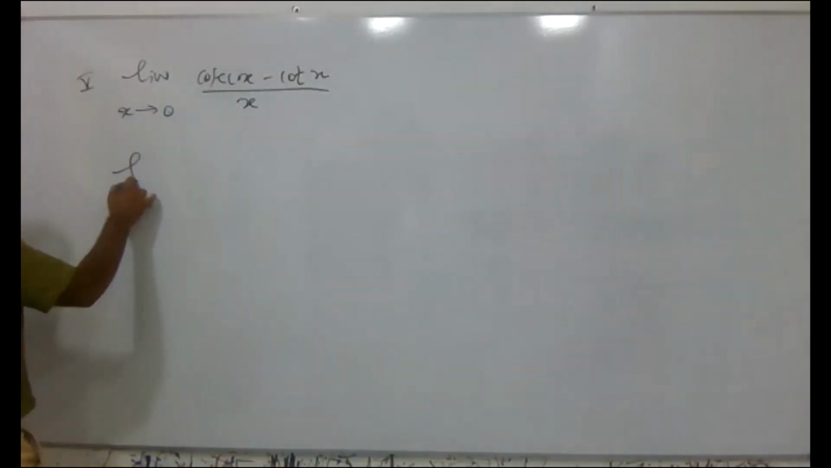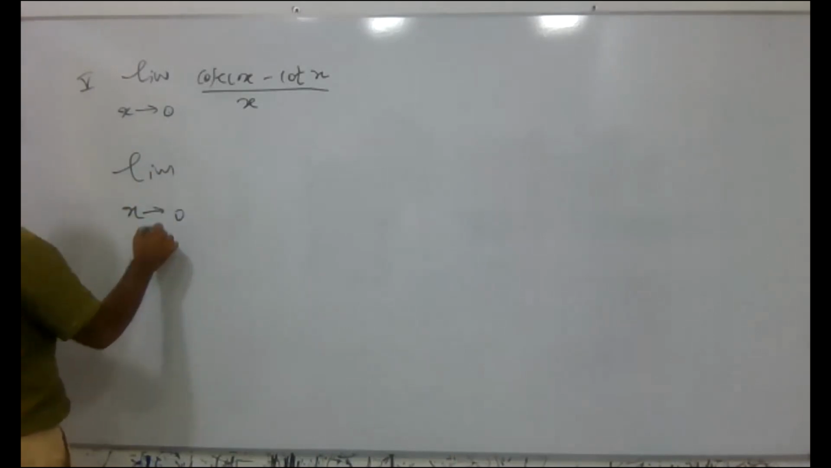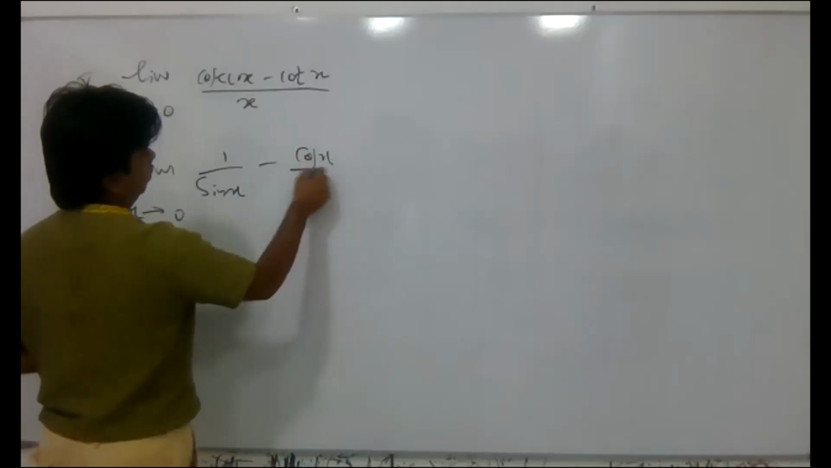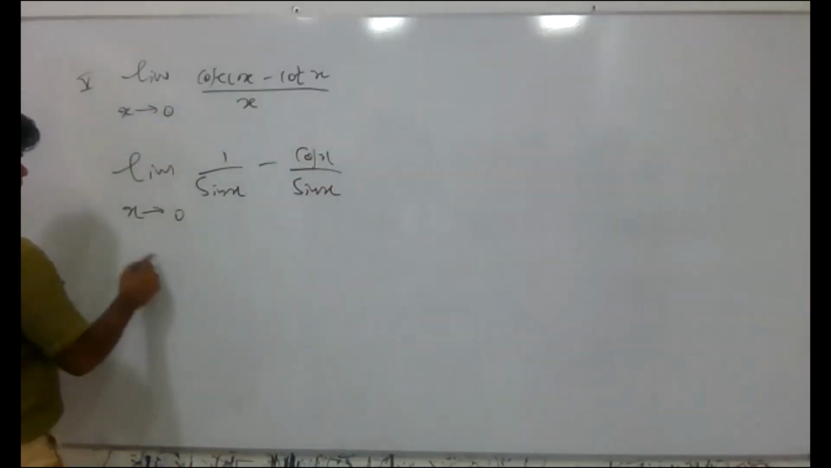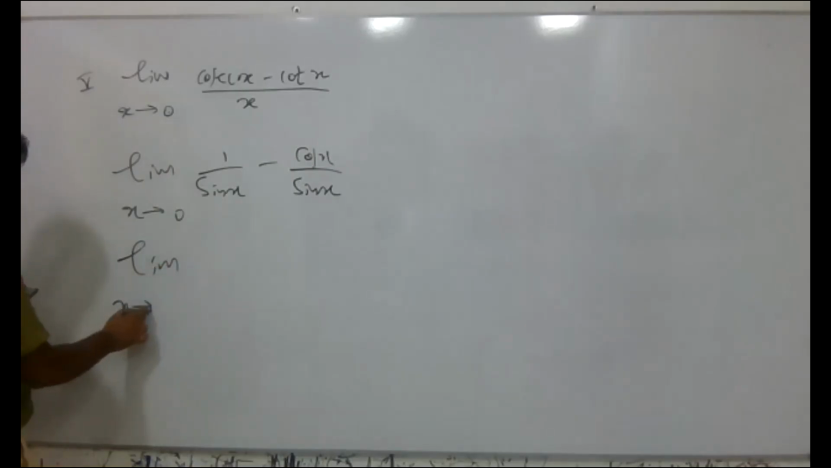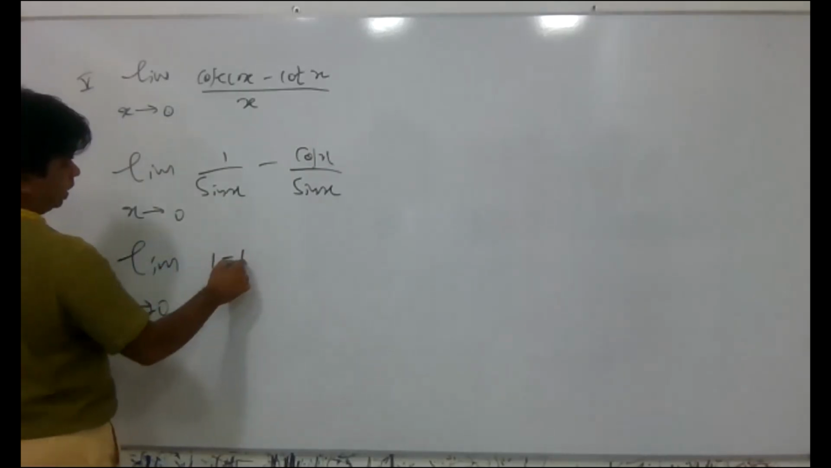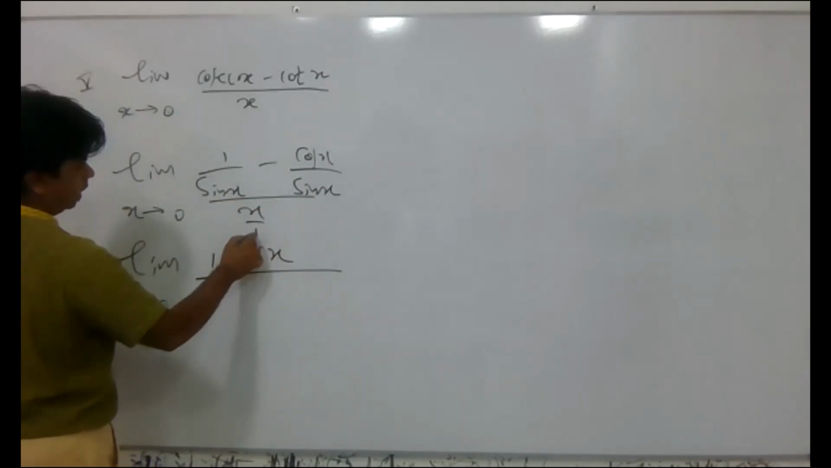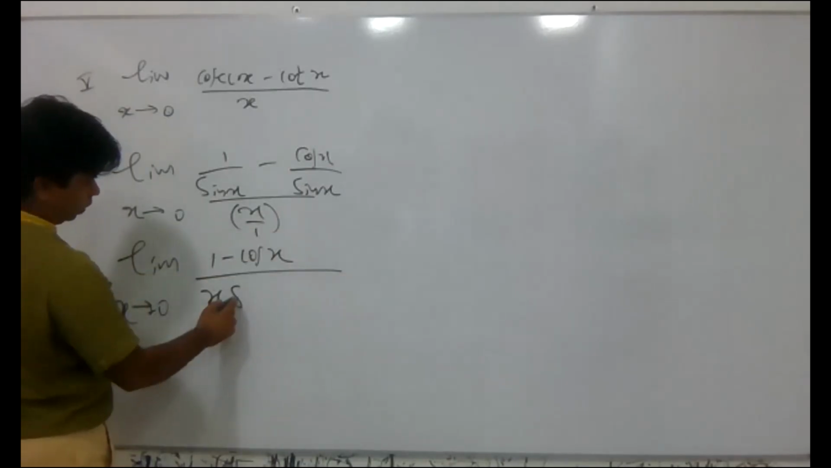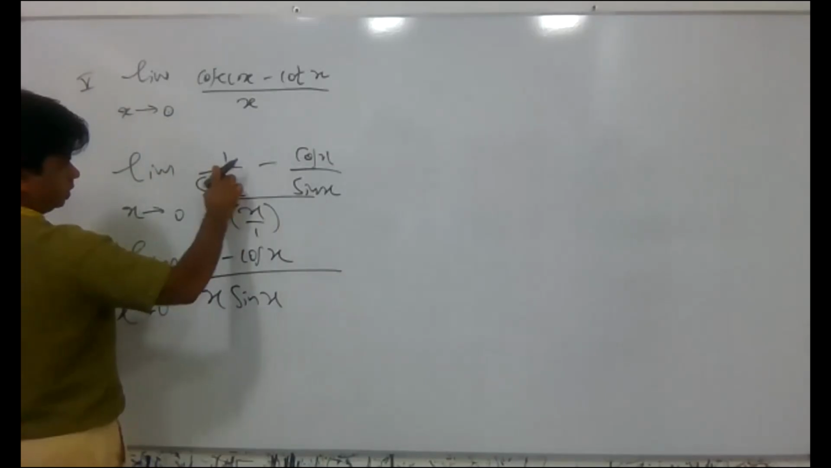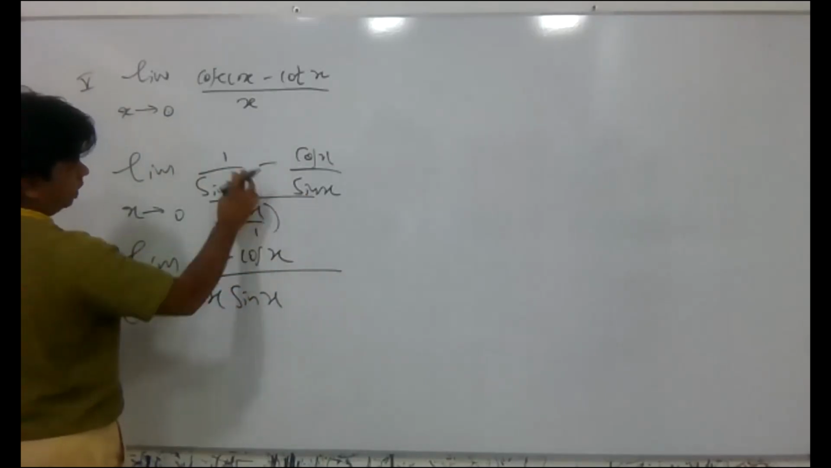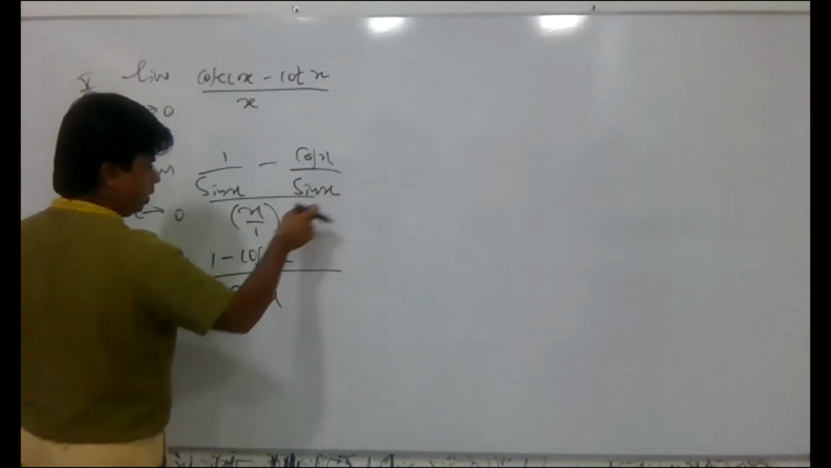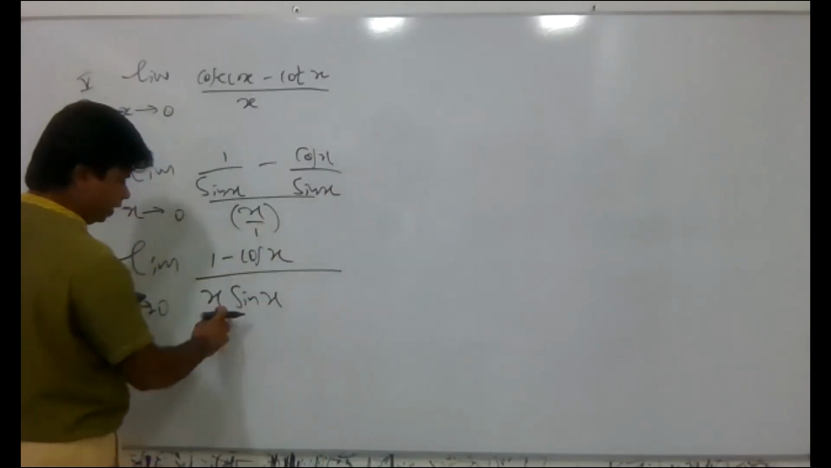Now you can see limit x goes to 0, cosec means 1 over sin x, and here minus cos x over sin x. Then limit x goes to 0, 1 minus cos x divided by sin x, and I put 1 under x. The common denominator is sin x. Then the numerator 1 minus cos x, divided by x over 1 means multiplied by 1 over x.